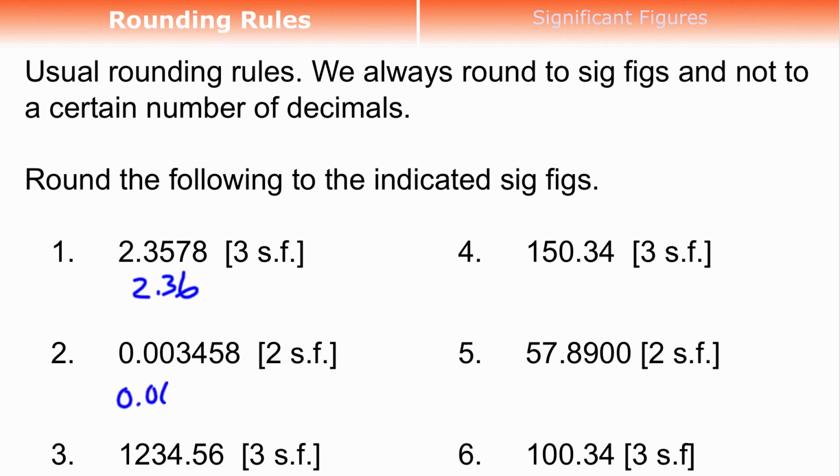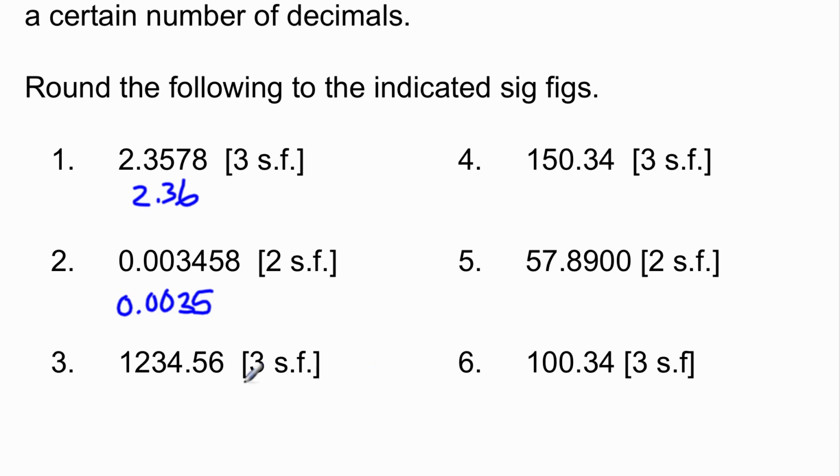This one. 2 sig figs. So 0.00. Leading zeros don't count. 2 sig figs. So 3, 4. This is a 5, so this one has to get bumped up to a 35. Notice I don't write anything else after that. 3 sig figs. Okay, 1, 2, 3.